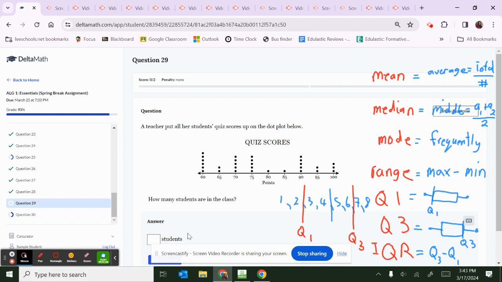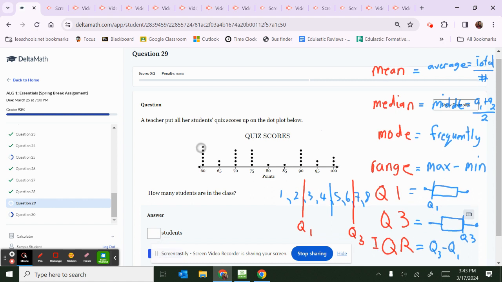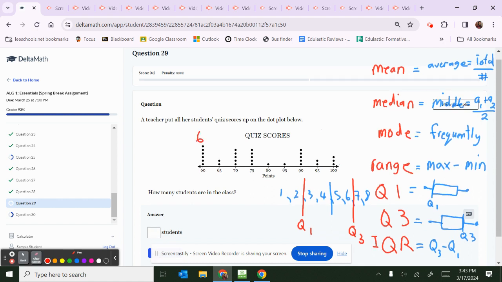So let's answer the question. It says a teacher put all her students' quiz scores up on a dot plot below. How many students are in the class? Each of these dots represents a student. Looking at this, we see 1, 2, 3, 4, 5, 6 students got 60. So again, 6 students got 60.